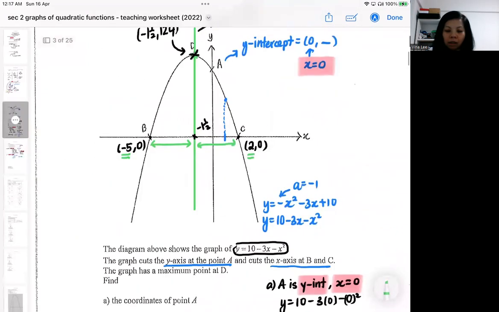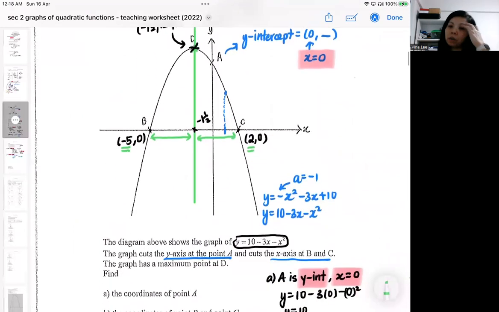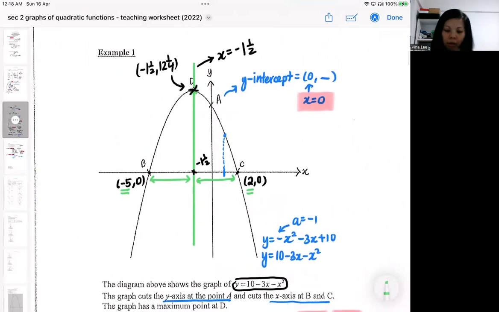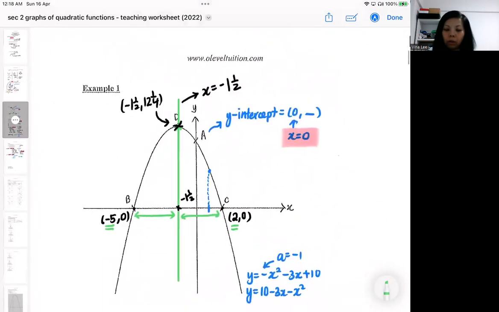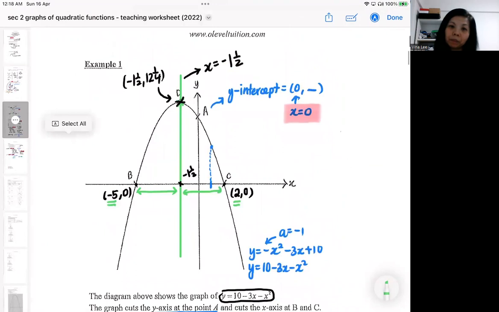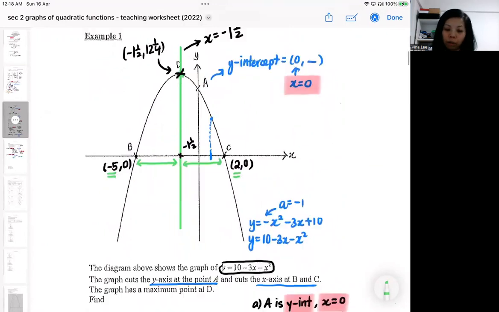Okay, so all these are standard things. You are still seeing the same question when you go to upper sec. So standard property, standard feature, is something that you should remember. As long as you apply the same property, you shouldn't go wrong. It cannot be such that I change the equation, you don't know how to do x-intercept, or you don't know how to do y-intercept. So these are standard procedures which you can get 100% correct.